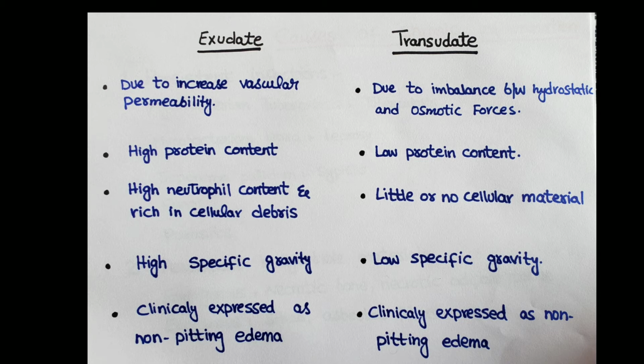Exudate has high neutrophil content and is rich in cellular debris, so it has high specific gravity, while transudate has little or no cellular material, so it will have low specific gravity. Exudate is clinically expressed as non-pitting edema, while transudate is clinically expressed as pitting edema.